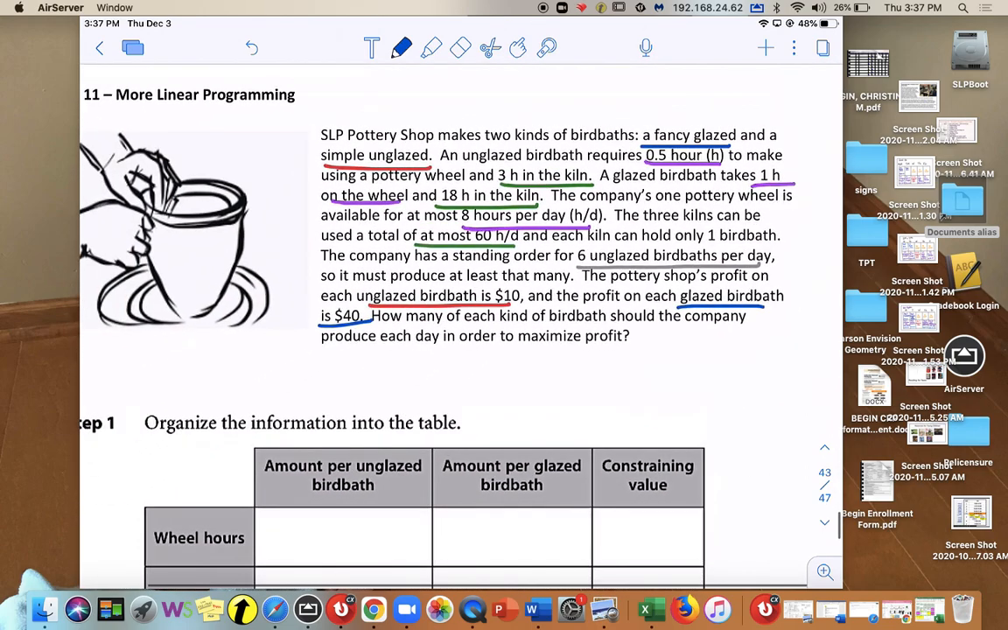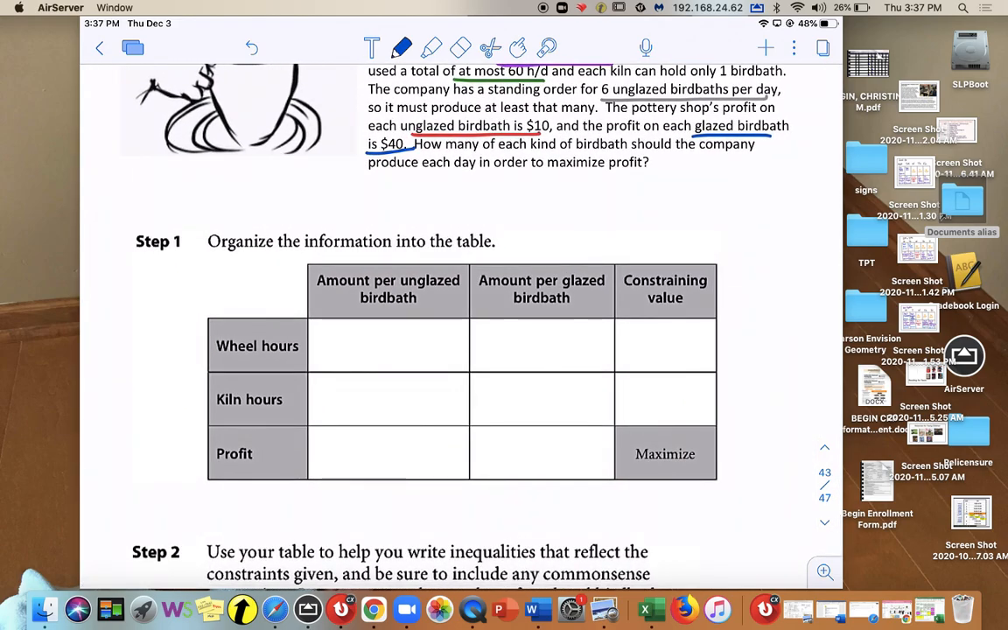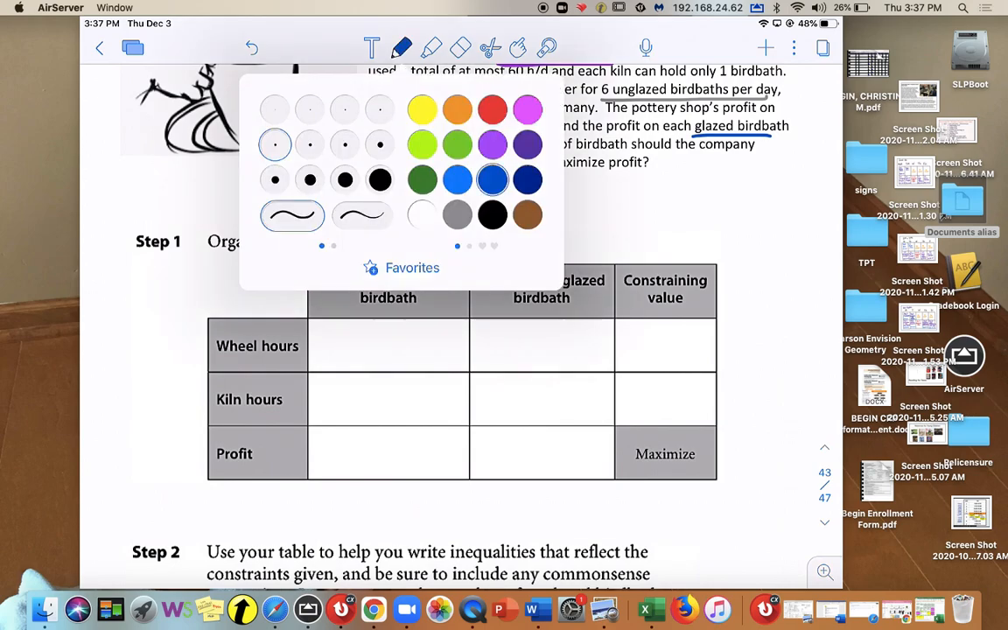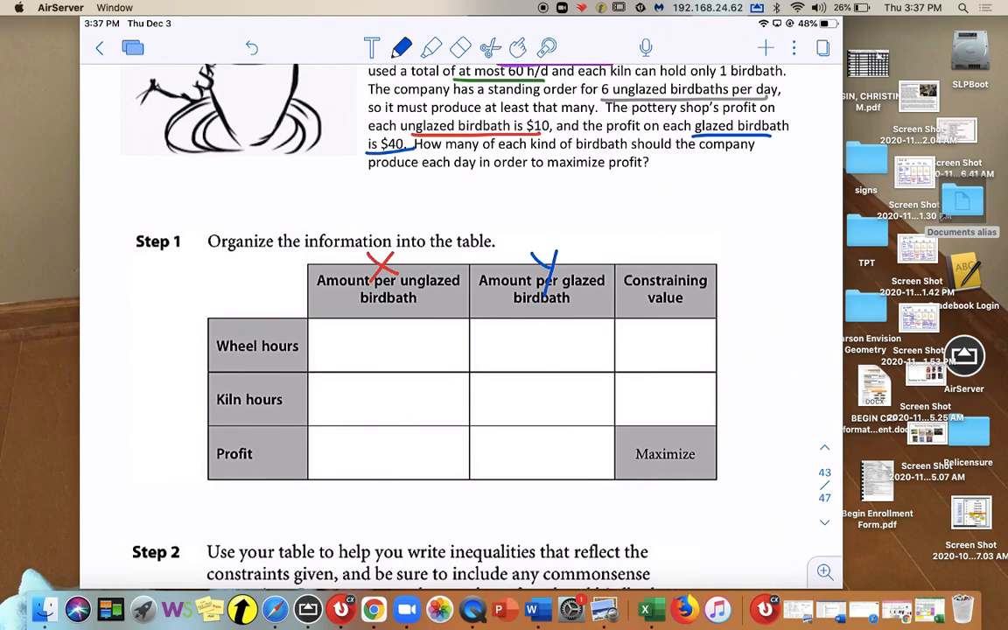All I did is underline important information that I think I'm going to need, so I can go back through it as we organize our information in the table. We have 2 variables here. We have our unglazed bird bath, which we'll call X. That's the number of unglazed bird baths. And the number of glazed bird baths, we'll call Y. Then the constraints are wheel hours and kiln hours. Those are the 2 things holding us back from making a ton of bird baths to sell for a ton of profit.